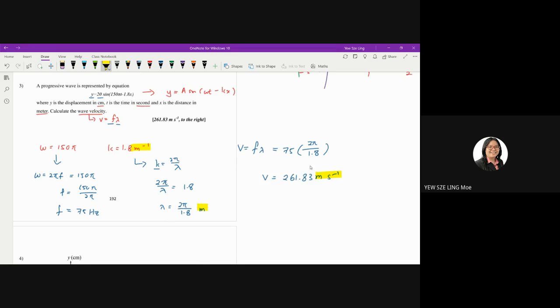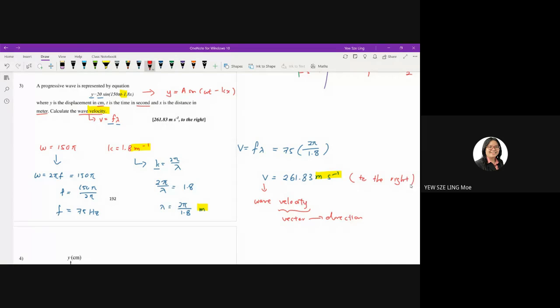So v equals 261.83 meter per second. Now, because the question is asking for velocity, okay, this is not wave speed, the question is asking for wave velocity. Velocity is a vector quantity, so you need to give its direction. So what is the direction? You look at the equation. The equation gives you a negative sign. So it means v equals 261.83 meter per second to the right.